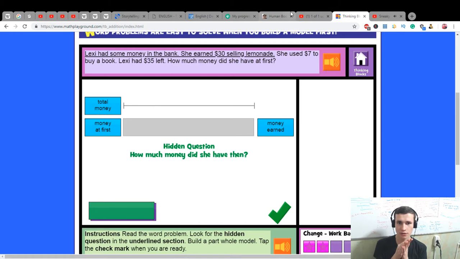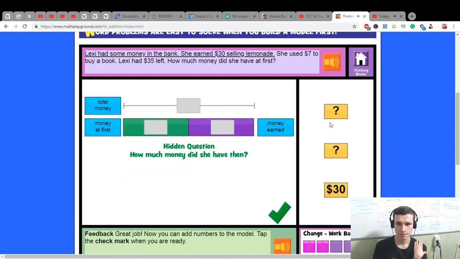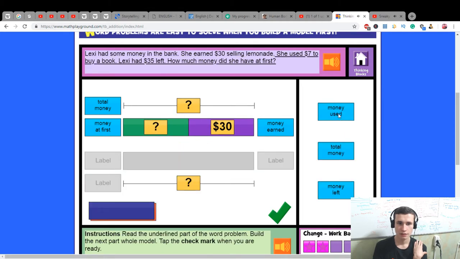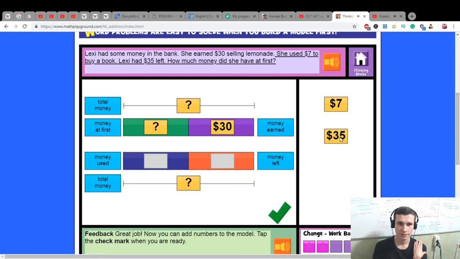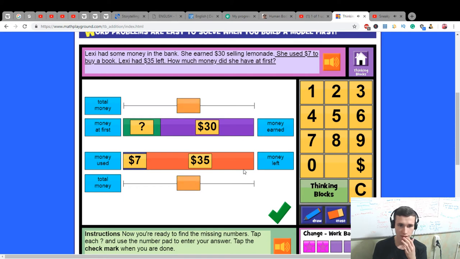Lexi had 35. Okay, 30 she earned. Money used, total money left. Money used 7. 35 money left. Yes, I was right.